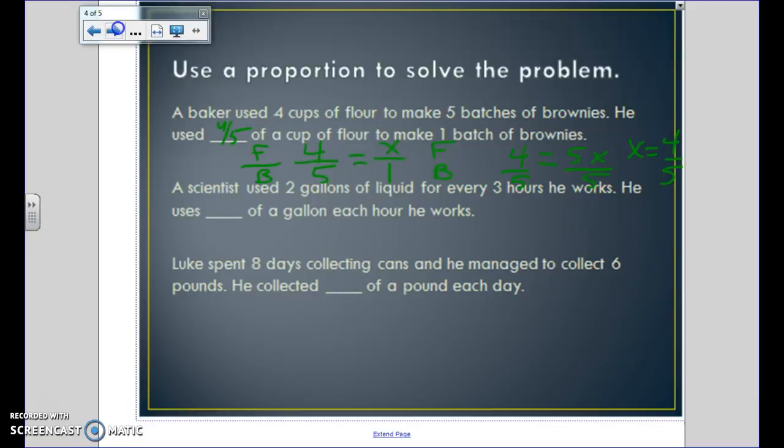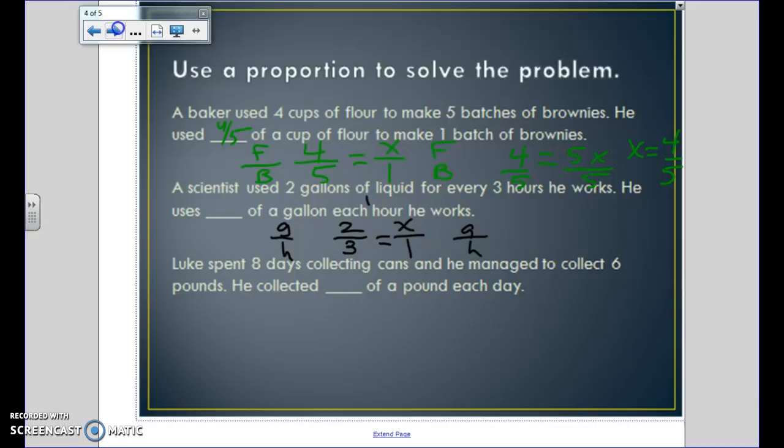Again, it says a scientist used 2 gallons of liquid for every 3 hours. So we'll compare gallons to hours, just like that. So 2 gallons to 3 hours. If I compare gallons to hours on one side, though, I also have to compare gallons to hours on the other side of my proportion, assuming that each gallon, it's all equal. So in this case, it says he uses blank of a gallon. We don't know how much of a gallon he's using for each hour that he works. Well, it doesn't say 1, but each 1 hour that he works.